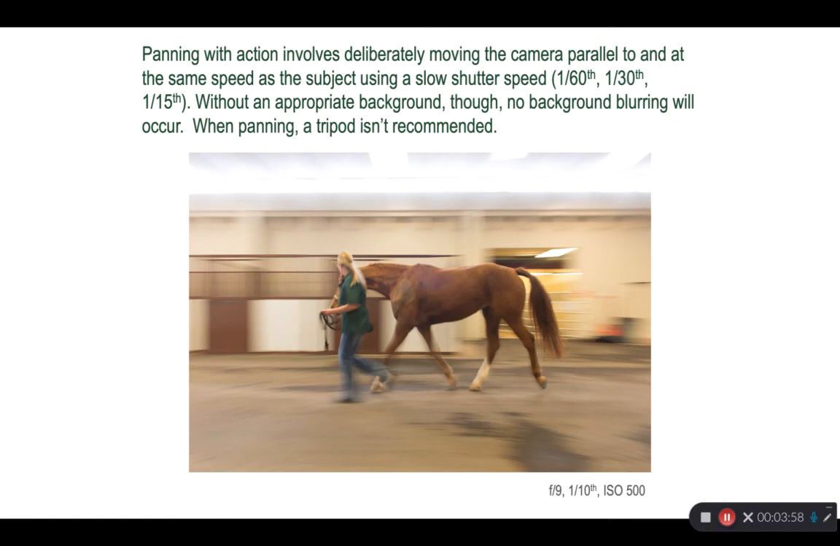Freezing fast action is going to need a fast shutter speed. Slow shutter speeds are going to reveal motion, especially if you've got a stationary camera. Panning with the action requires moving the camera with the action, and you really need an appropriate background so that you can see that motion. And then the three things affecting the shutter speeds necessary to freeze the action: distance, direction, and lens choice.